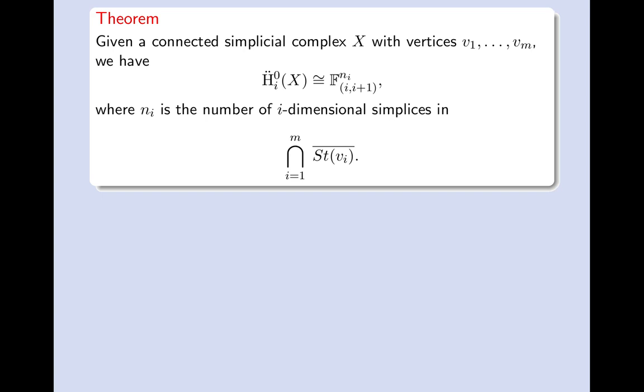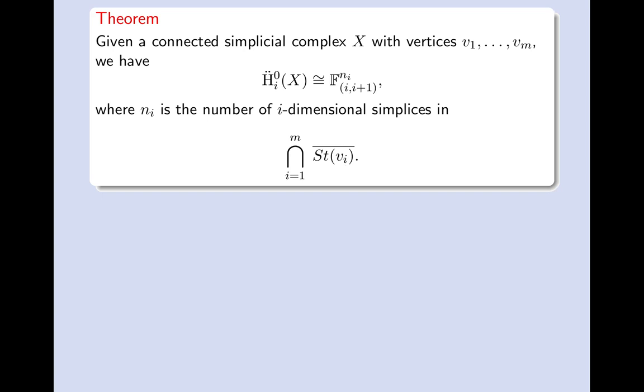completely intrinsic interpretation of the Überhomology in degree 0. So if we have homology in degree 0 and in dimension i, this will be just spanned by this factor here, where Ni is just the number of i-dimensional simplices inside the intersection of the closure of all the stars of the vertices inside X. What do I mean by this?